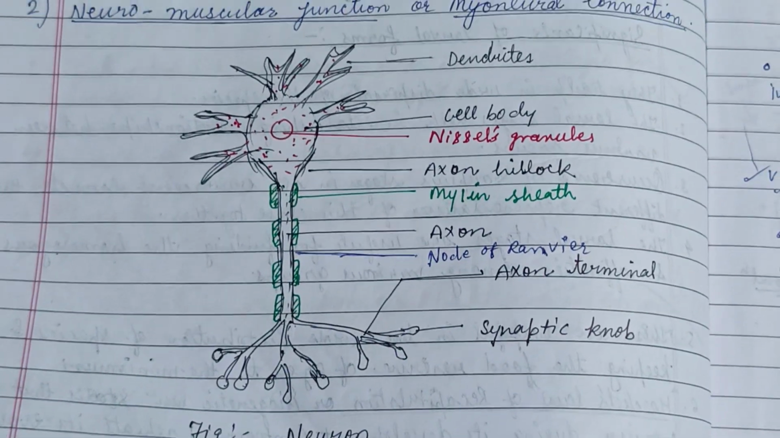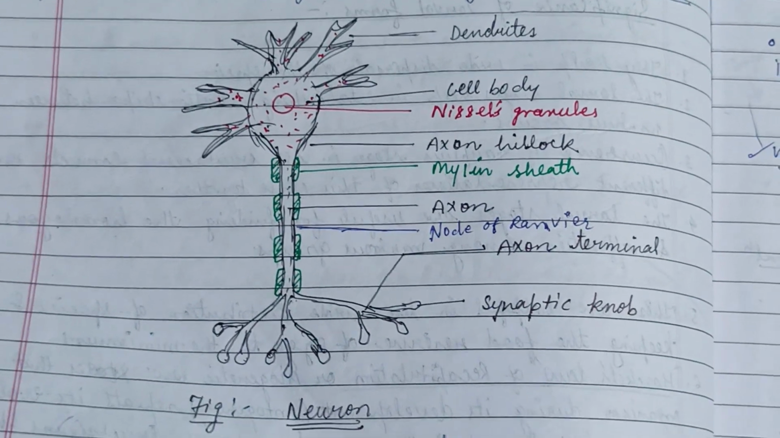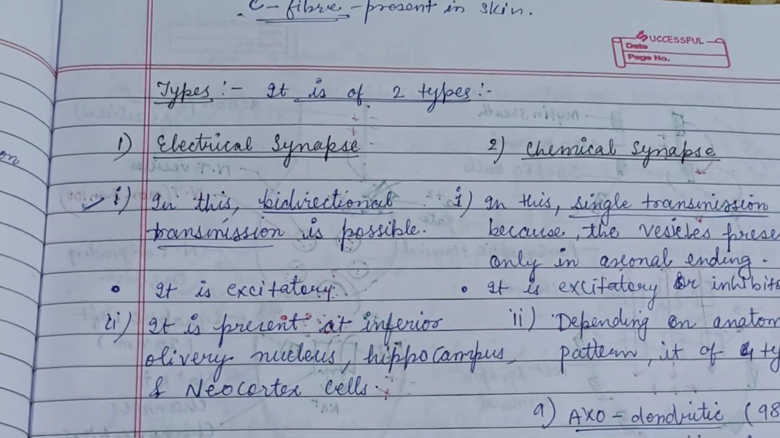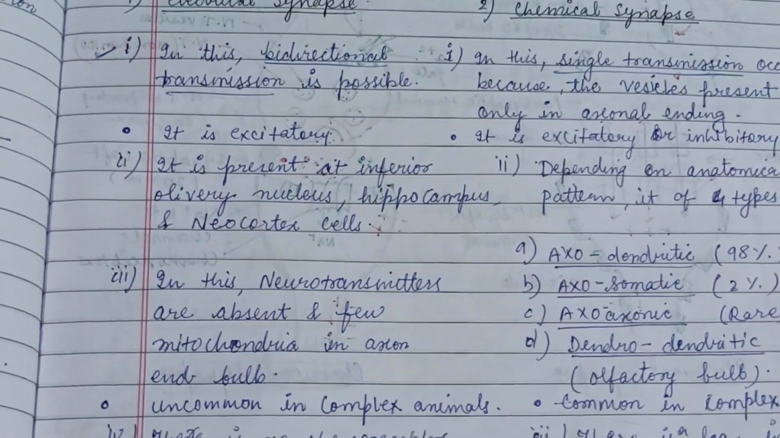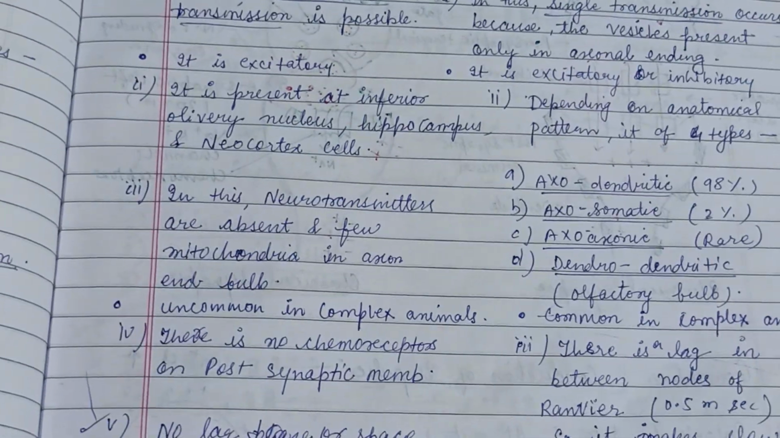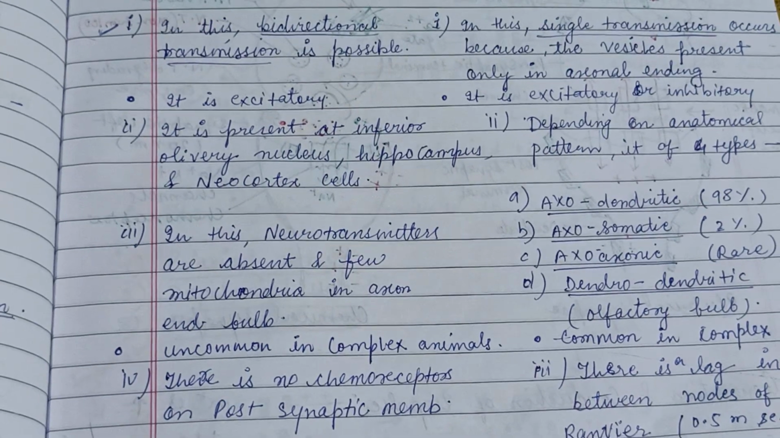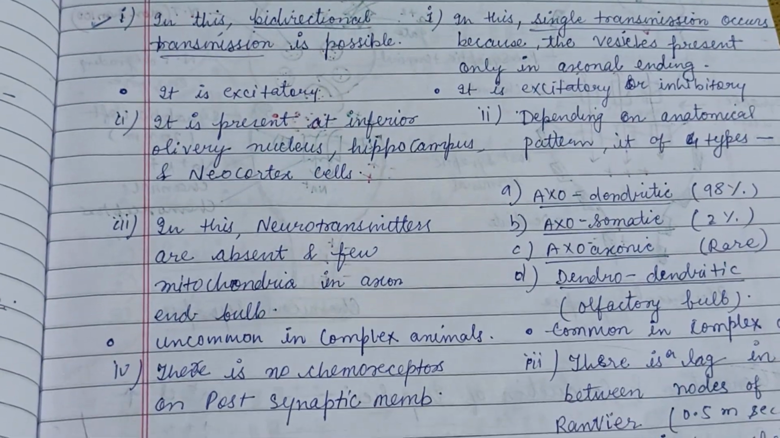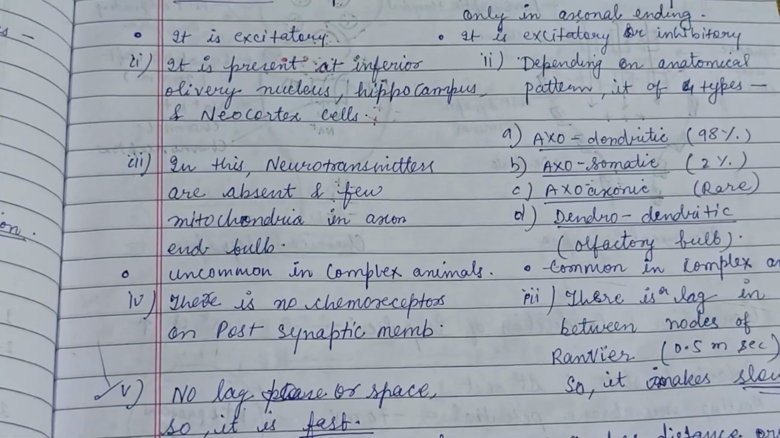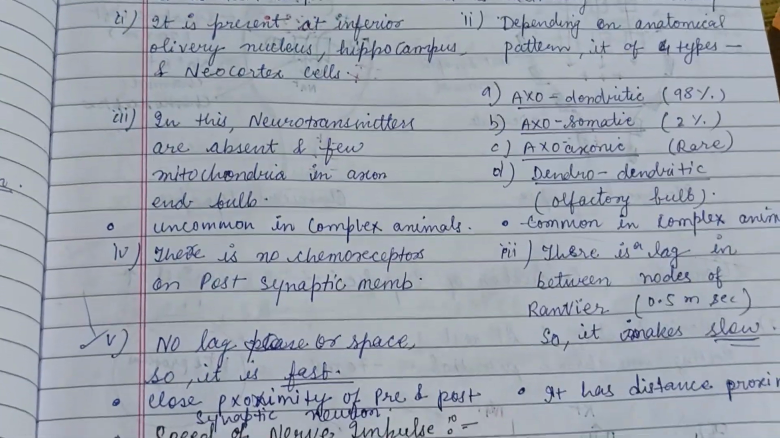In this picture there is a figure of the neuron, dendrite, cell body, axon and synaptic knob. So synapse may be of two types, that is, electrical synapse and the chemical synapse. The differences are given below. An electrical synapse is a bidirectional transmitter, whereas in a chemical synapse, transmission is one-way because the vesicles are present only in the axonal end. In the chemical synapse it is excitatory or inhibitory.